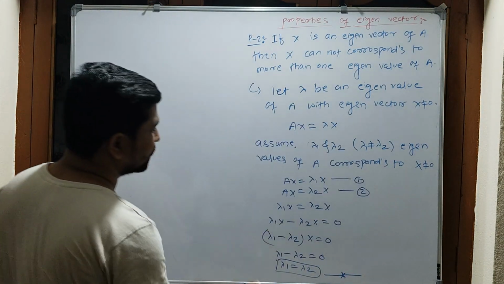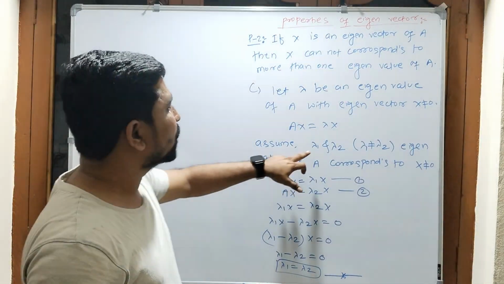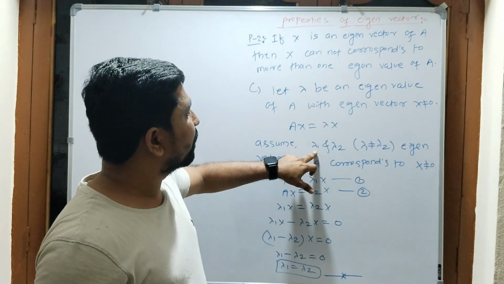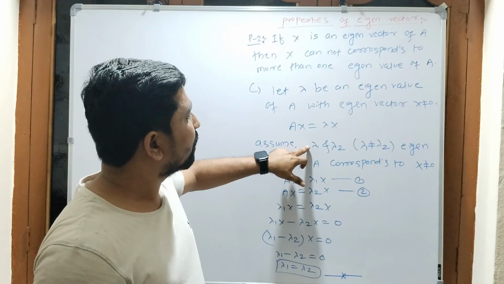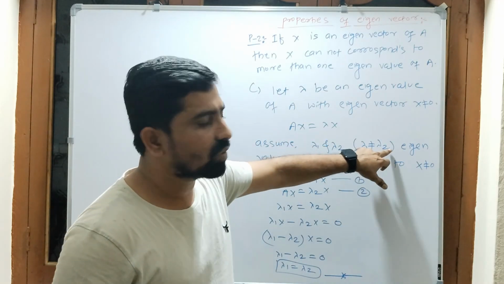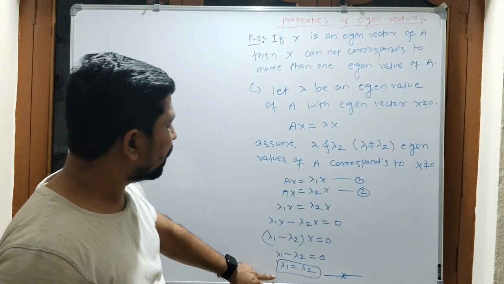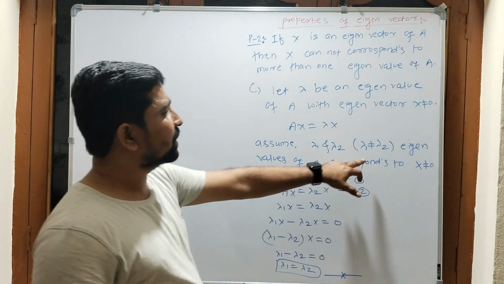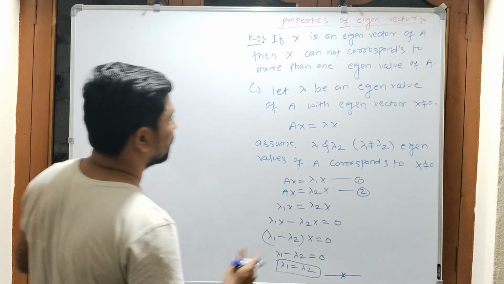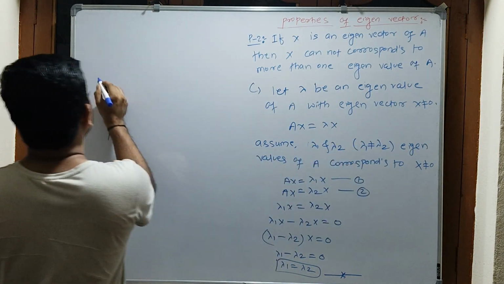So this is the contradiction. This is the upset result. We are assuming that we have two eigenvalues corresponding to the same eigenvector, lambda 1 and lambda 2, such that lambda 1 is not equal to lambda 2. But here we got lambda 1 equal to lambda 2. This is a contradiction to the distinct eigenvalue assumption.